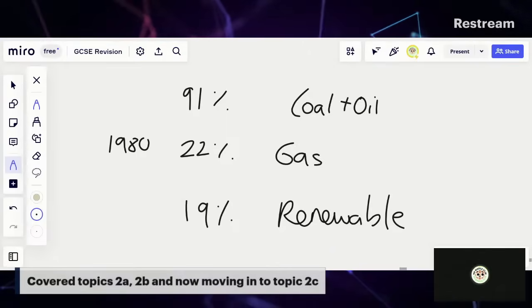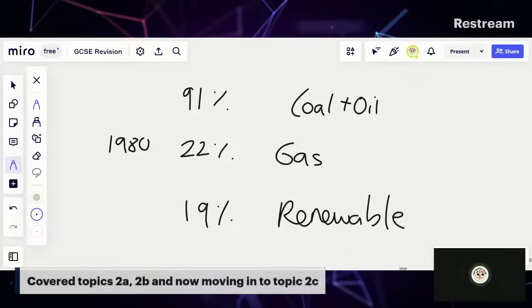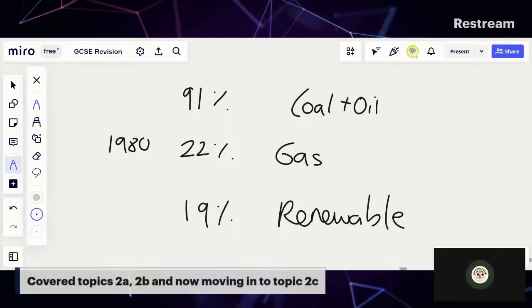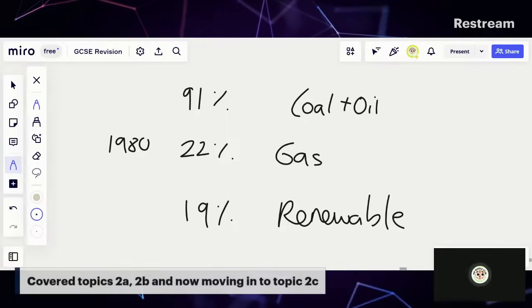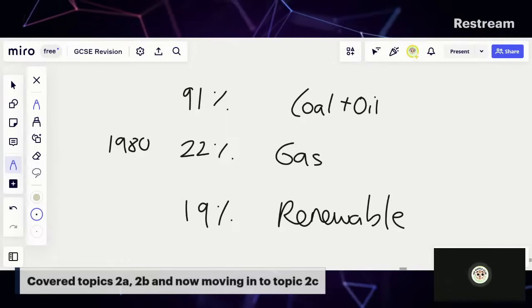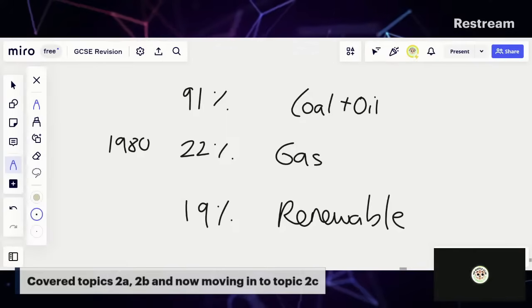Economic issues. So, fossil fuels are actually quite expensive, and the North Sea oil is especially expensive to produce. The cost to the consumer of electricity from nuclear and renewable energy is actually quite high, and money is needed for research into alternative energy resources.